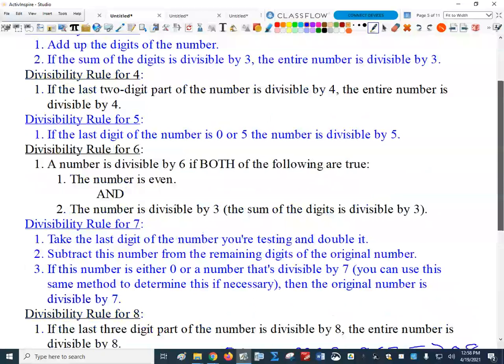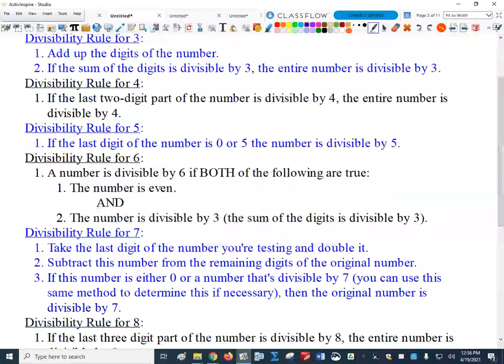Okay, what about 4? Oh, 5. If the last digit is 0 or 5, we know it's divisible by 5. You probably know that one. What about the rule for 4? Okay, so this is a good one. You know that 4 divides evenly into 100, right?